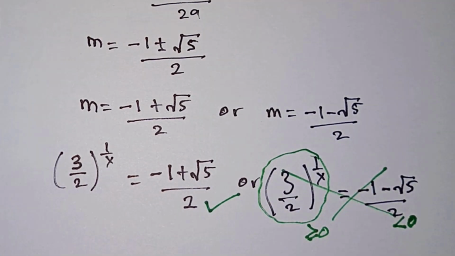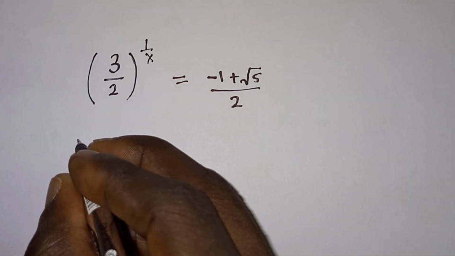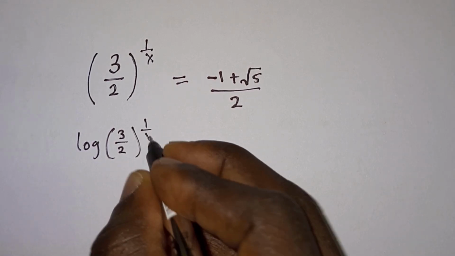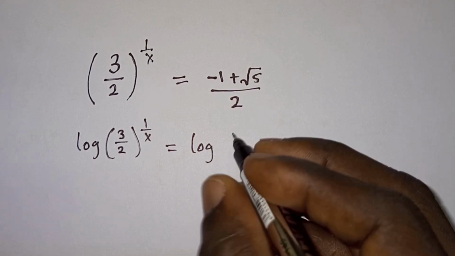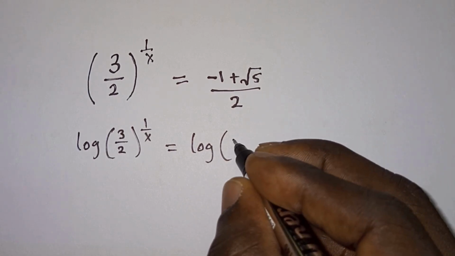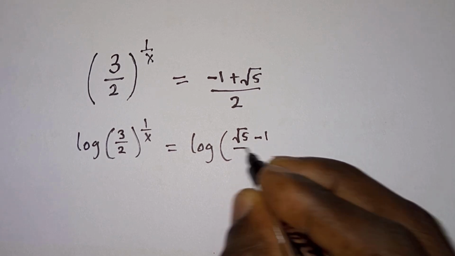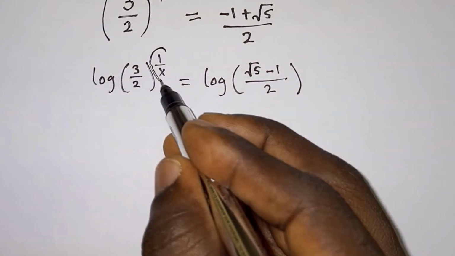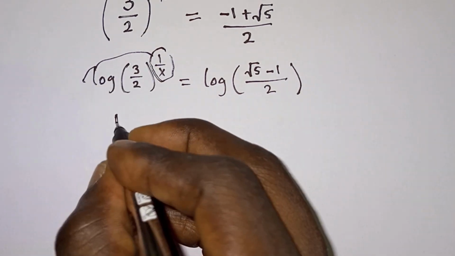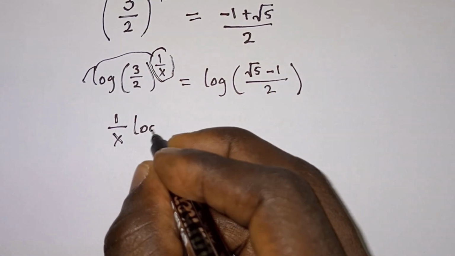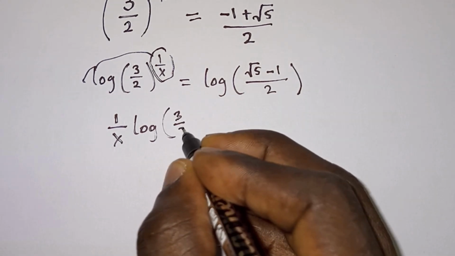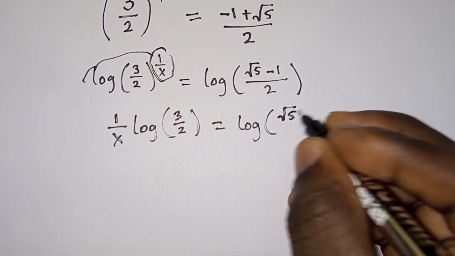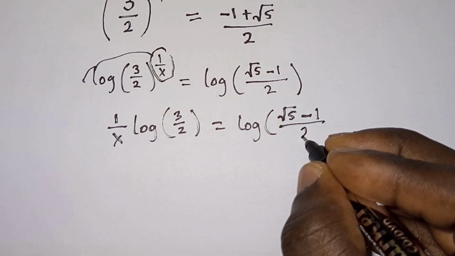Now let's pay attention to this one. I have copied the equation here. Let's go ahead and then introduce log in base 10 on each side of the equation. So the right hand side, we have log in base 10 of, I'll write this one first so that it will look nicer, square root of 5 minus 1 divided by 2. Then from the properties of log, the power now becomes the leading number. So we're going to have 1 divided by x times log in base 10 of 3 divided by 2 is equal to log in base 10 of square root of 5 minus 1 all divided by 2.